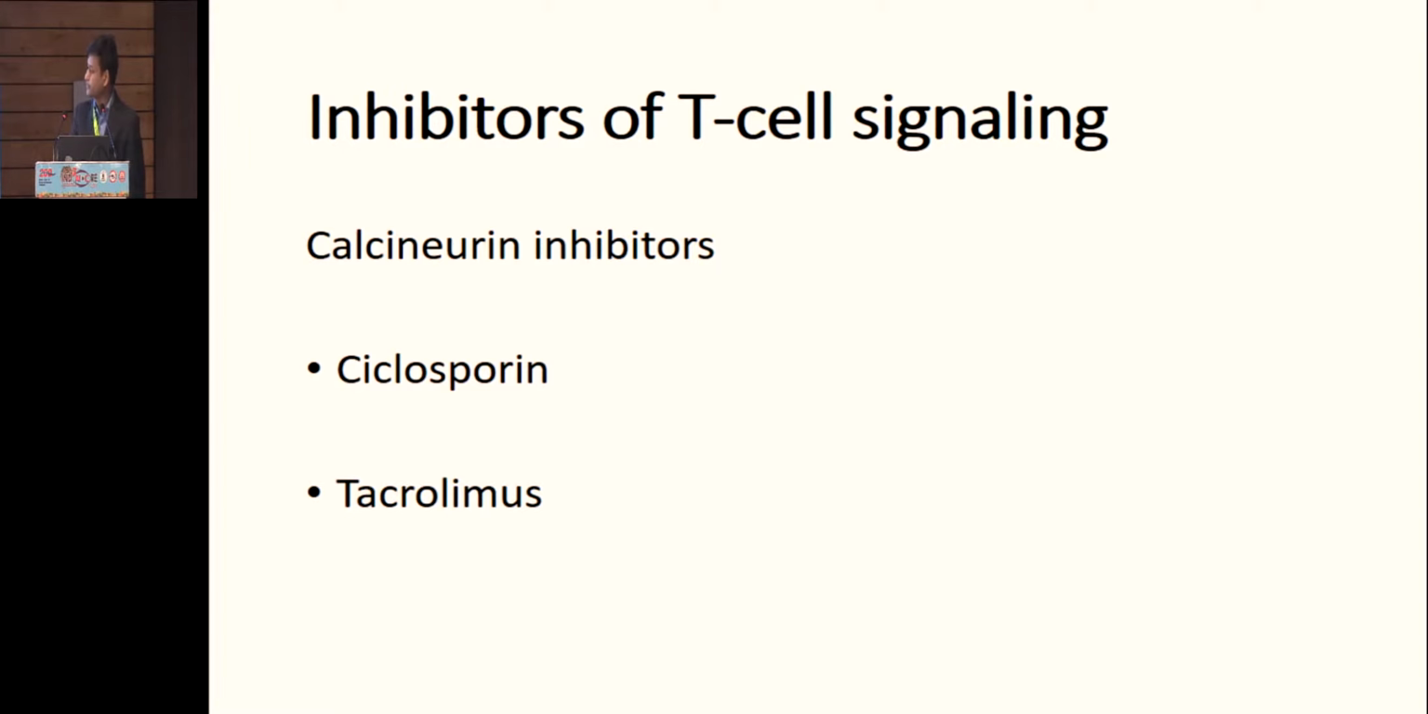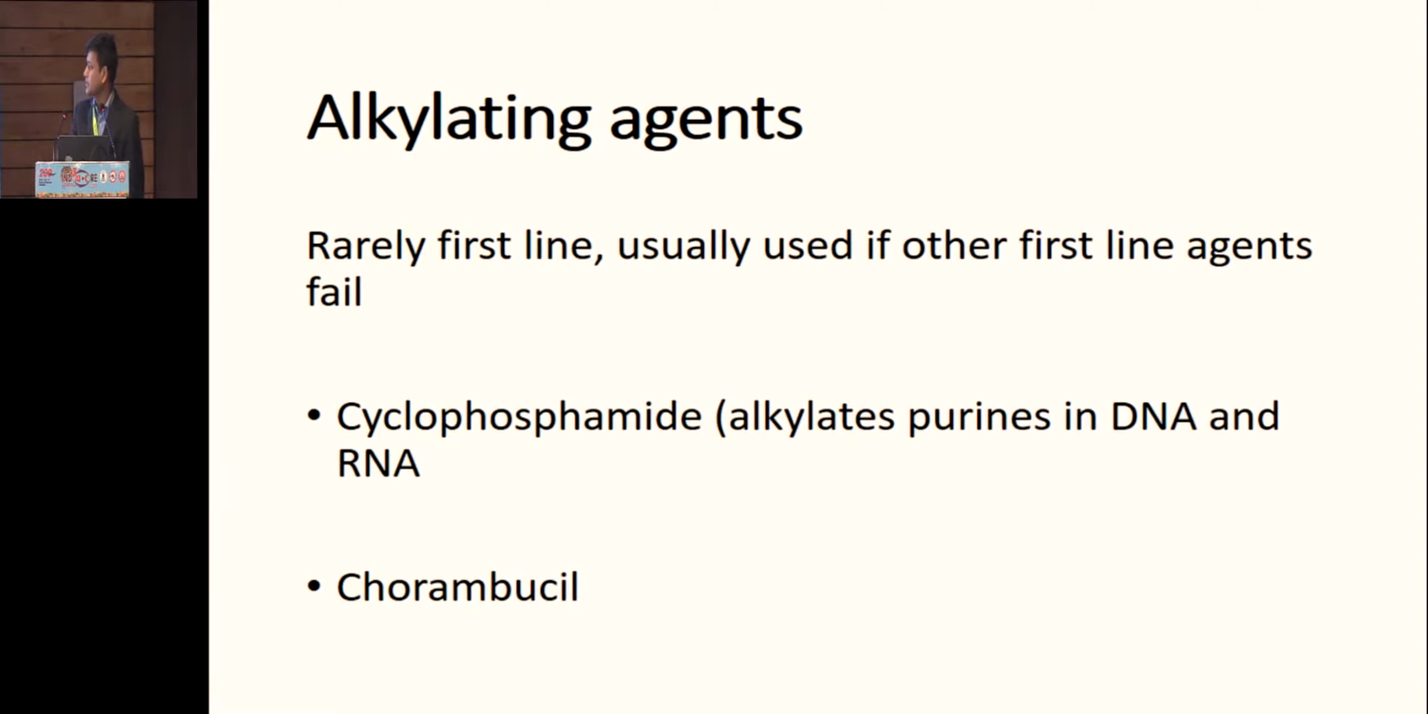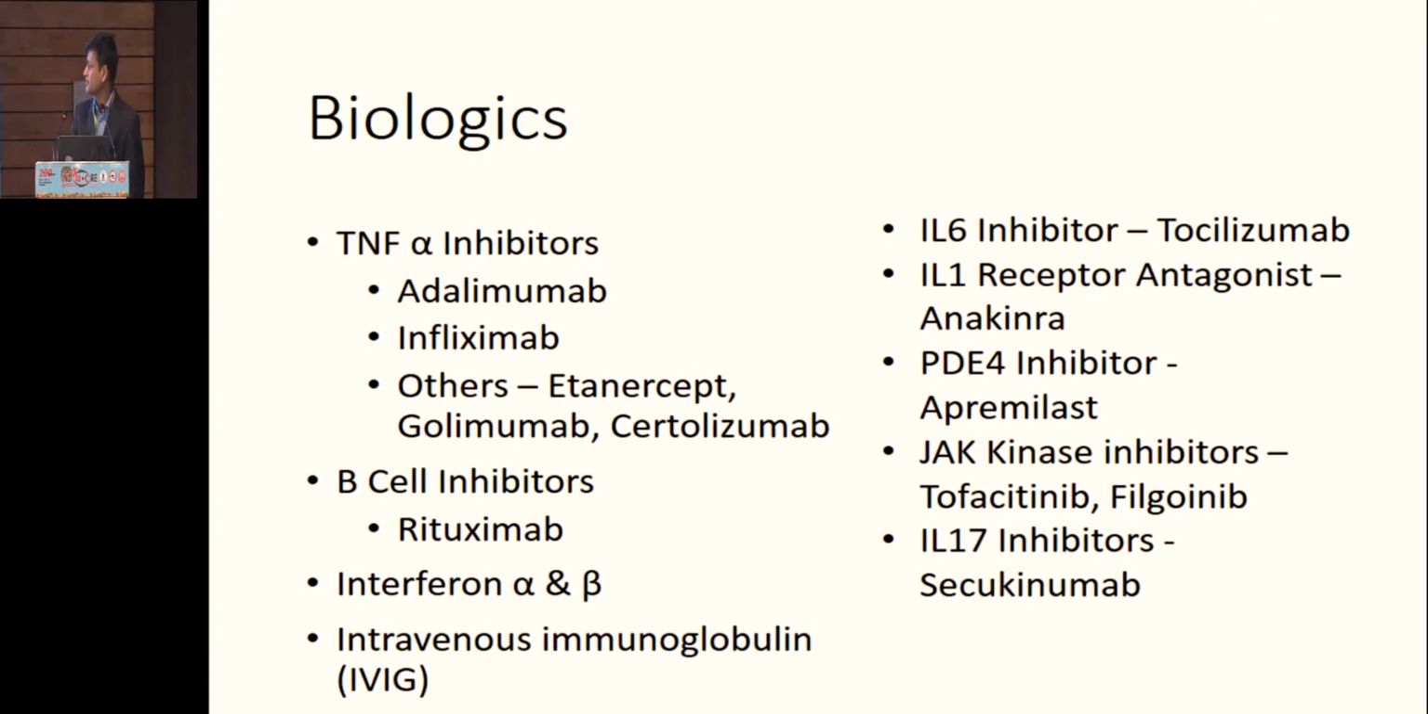Cyclosporin is used in a dose of 2 to 7 milligrams per kg body weight, and so on and so forth. Alkylating agents such as cyclophosphamide and chlorambucil alkylate purines in DNA and RNA. Cyclophosphamide has a very high adverse effect ratio, so it is not commonly used as first line. The only indication is necrotizing scleritis, which is associated with Wegener's and relapsing polychondritis, and chlorambucil is really not used a whole lot.